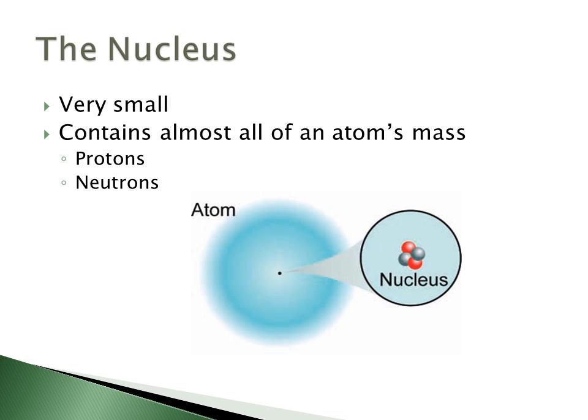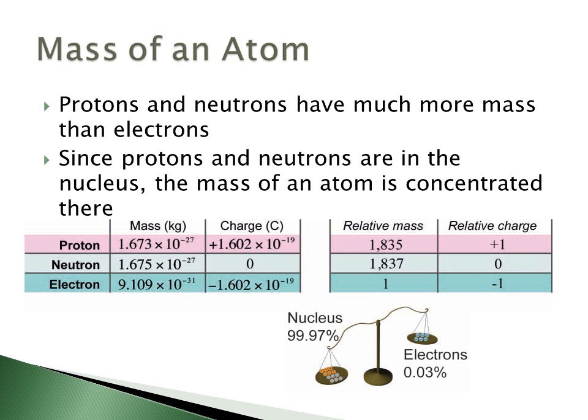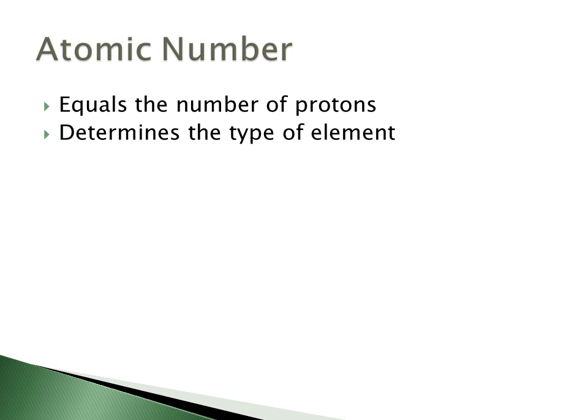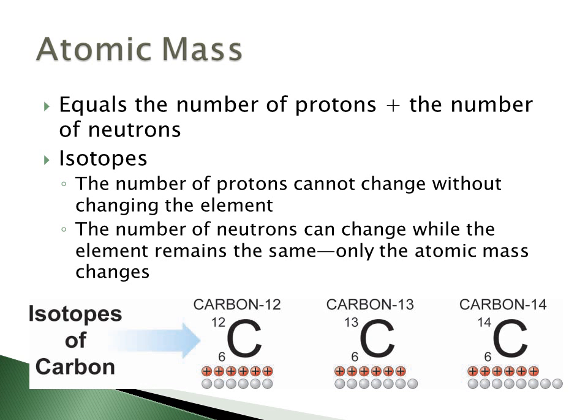Again, the nucleus is very small compared to the rest of the atom, and it contains almost all of an atom's mass, with the protons and neutrons concentrated there. We already have discussed that protons and neutrons have much more mass than electrons, and since the protons and neutrons are in the nucleus, it follows that almost all of the mass of an atom is concentrated in that nucleus. The atomic number is simply the number of protons of an atom, and it's what determines the type of element we have. Atomic mass is the number of protons plus the number of neutrons.